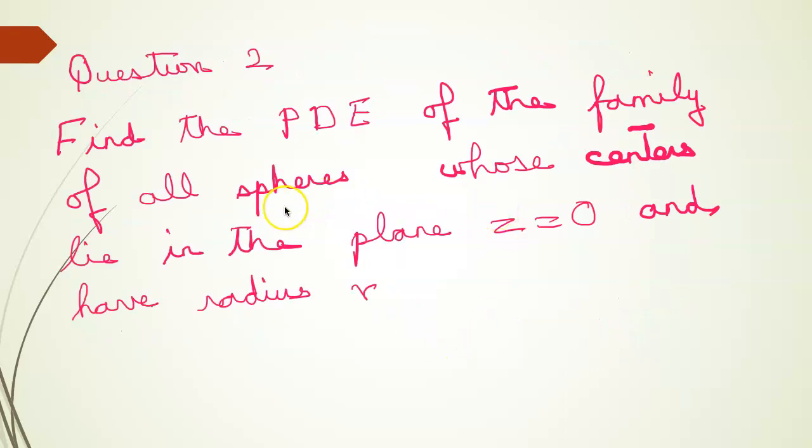Question 2. Form the partial differential equation of the family of all spheres whose centers lie in the plane z equal to 0 and have radius r. So this is given as a geometric condition. What is the geometric condition? All the spheres which have radius r and whose centers lie in the plane z equal to 0.